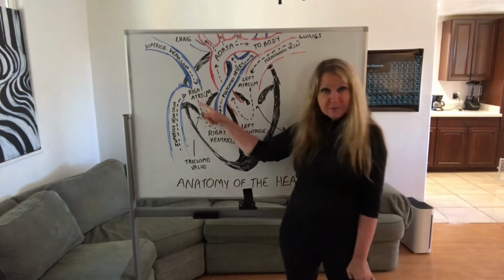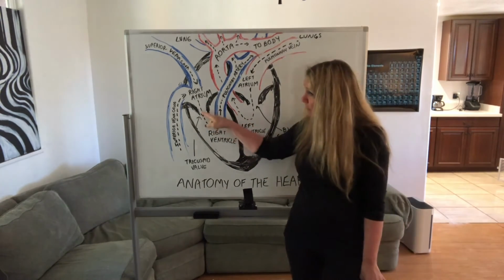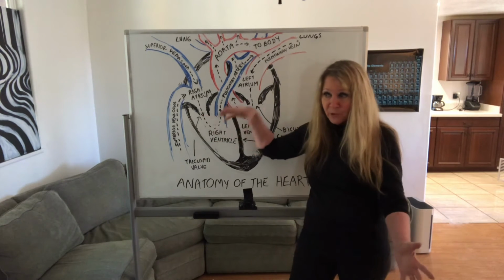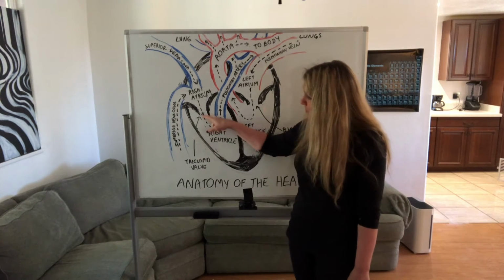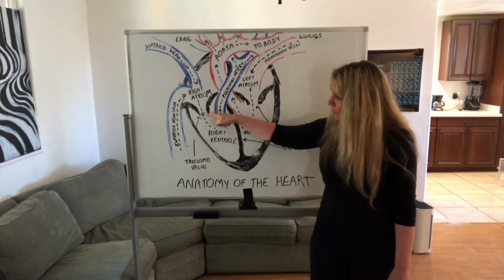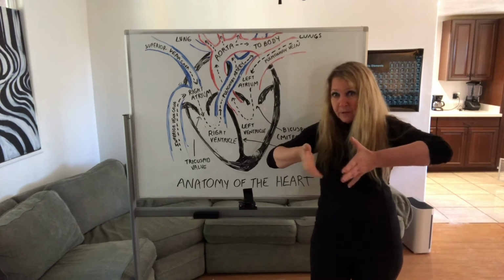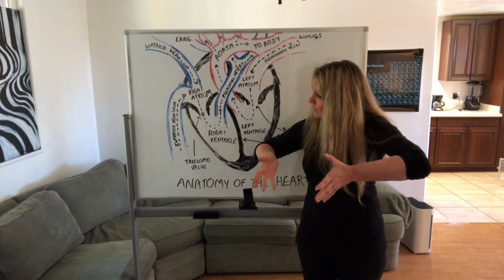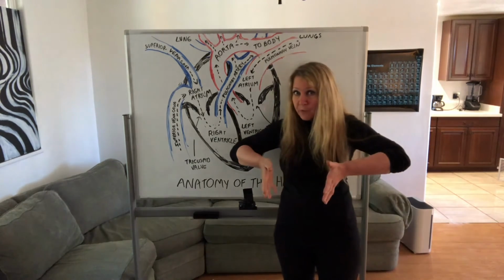So the blood has to flow from the right atrium to the right ventricle. And to do that, it passes through a valve that makes sure the blood flows in the right direction. So this valve is called the tricuspid valve. Right here, tricuspid valve, it's a narrowing that kind of opens and closes and keeps the blood flowing in one direction.